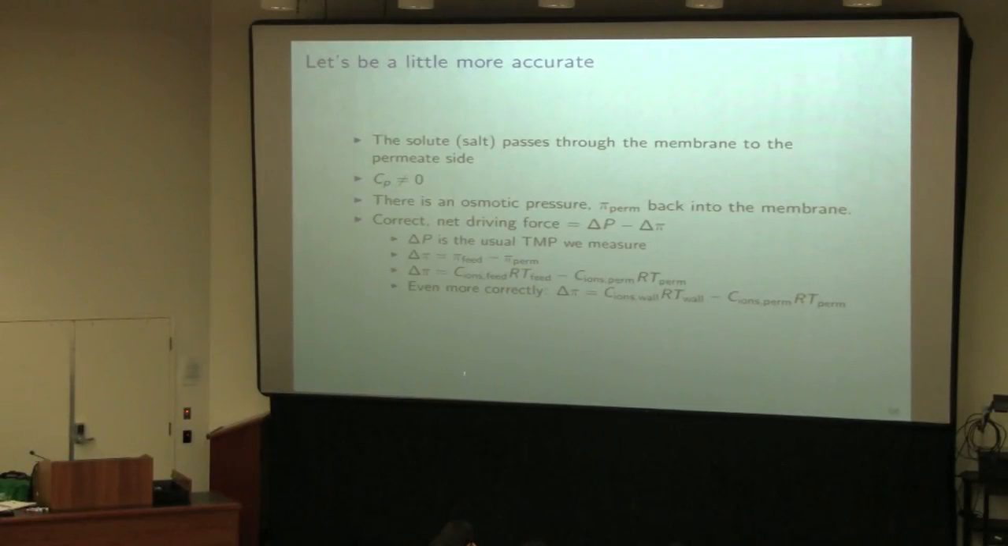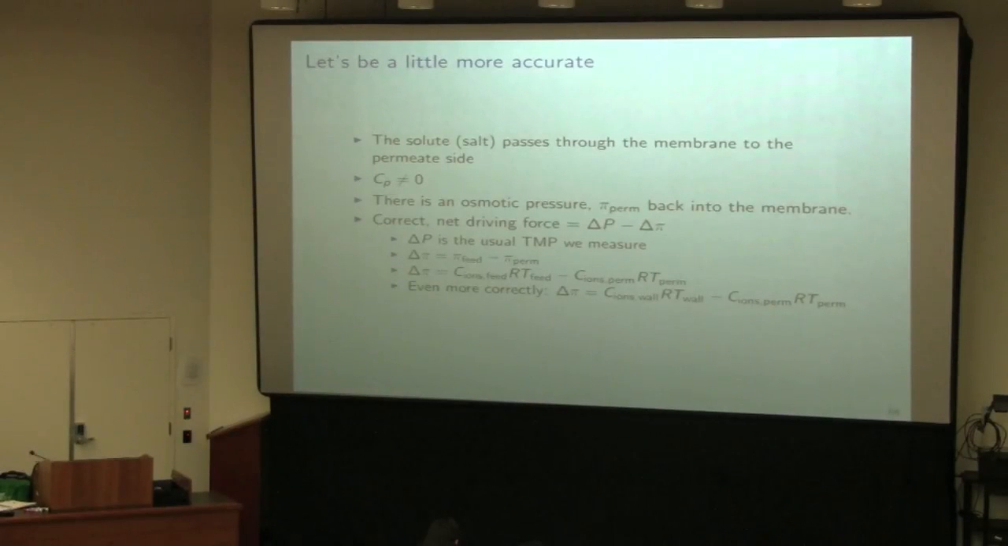So we can then substitute in our regular notation using the van't Hoff equation, C, the concentration of ions in the feed side. That's a number we're comfortable with from before. This time though, it's in moles per liter that would be the concentration unit. So moles of ions per liter of feed times the R constant times the temperature of the feed, minus the concentration of ions in the permeate side times R times T.